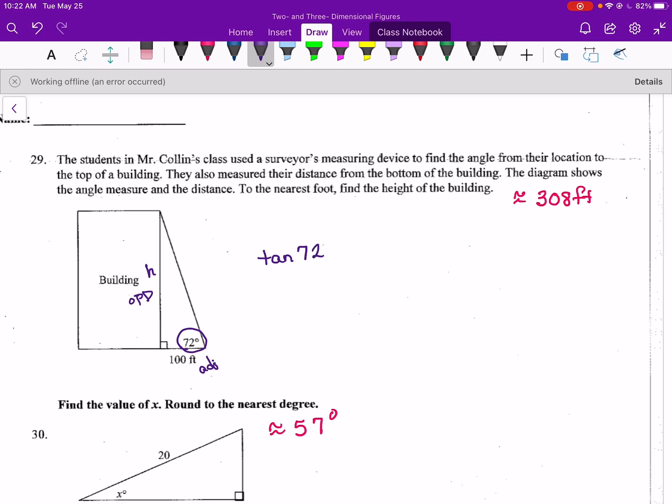So let's set that up. Tangent of 72 is h over 100. We want to solve for h, so let's multiply both sides by that 100 to get the 100 out of the denominator. And if you type 100 times the tangent of 72 into your calculator, you will have 308 feet when it is rounded to the nearest foot.